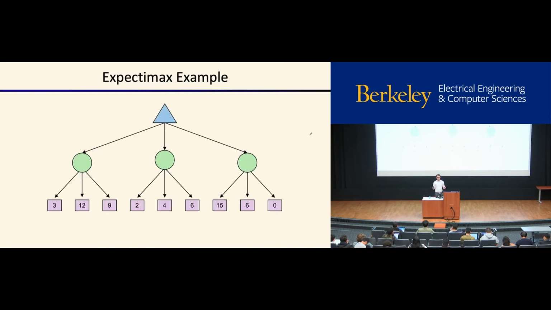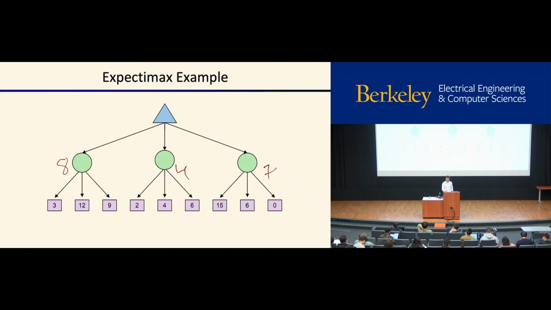Otherwise, these trees look exactly the same as before. So now we're just going to handle the green nodes differently, right? So we have 3, 12, and 9. Let's say, for the sake of argument, that they're equal probabilities. That's going to give us an 8. This one's going to give us 4. This one's going to give us 7. Hopefully I did that right. Okay, 8, 4, 7. So then the max node does what a max node always does.